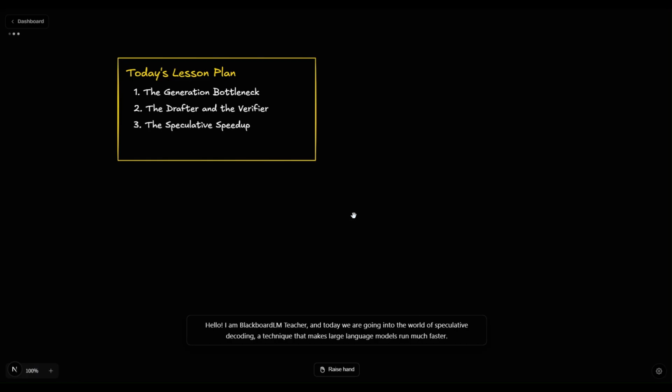Large language models run much faster. Our goal is to understand how we can turn a slow, heavy model into a fast one by using a clever little helper. We will first look at why models are slow by default, meet our two main characters, and then see how the math works out to speed things up. Does this plan sound good to you?